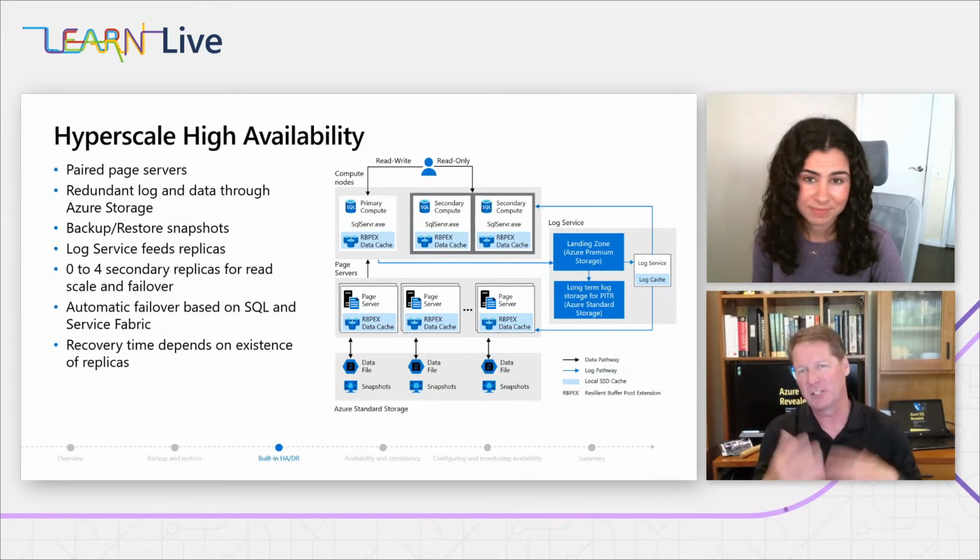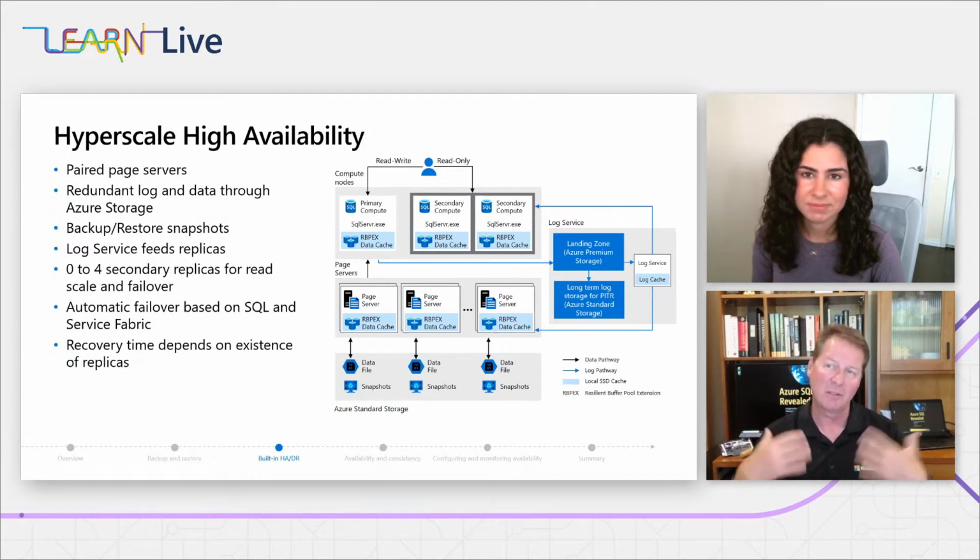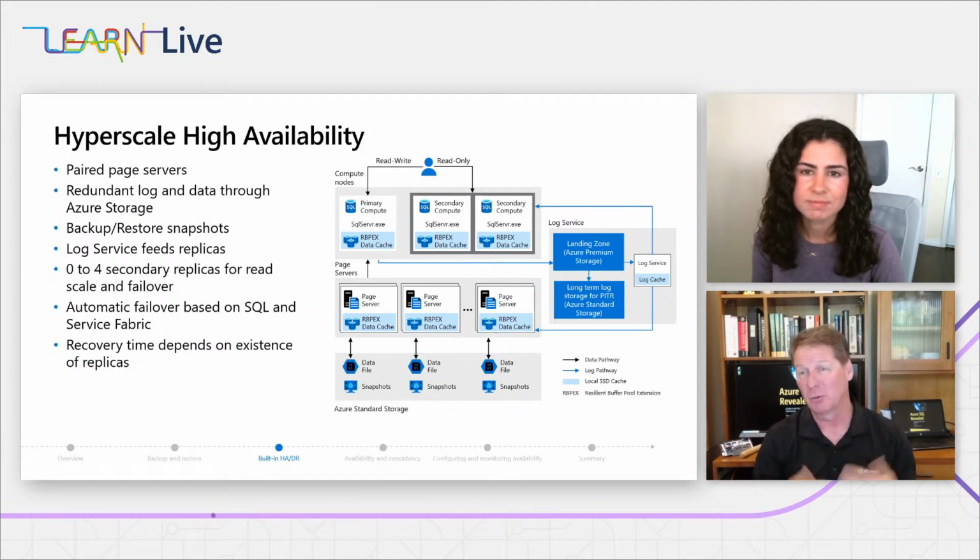It's kind of the best of a general purpose type architecture, separated data in Azure storage, but also in that business critical mindset. So recovery can be very fast if you decide to put replicas in this environment.